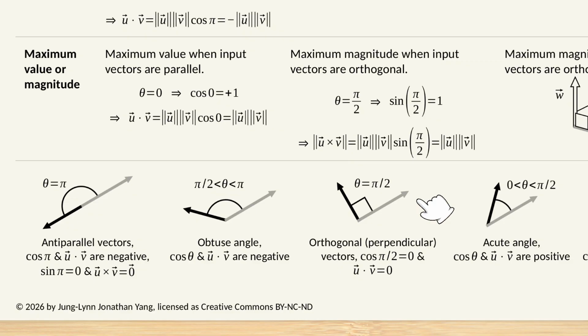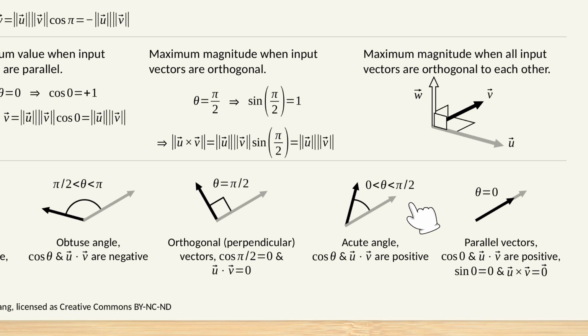When the vectors are orthogonal or perpendicular to each other, the angle is 90 degrees or pi over 2 radians. Cosine of this angle is equal to 0, which means that the dot product is also going to be 0. When the angle is acute, the angle is greater than 0 but less than 90 degrees, or less than pi over 2 radians. The cosine of this angle is a positive number, so the dot product is also positive.